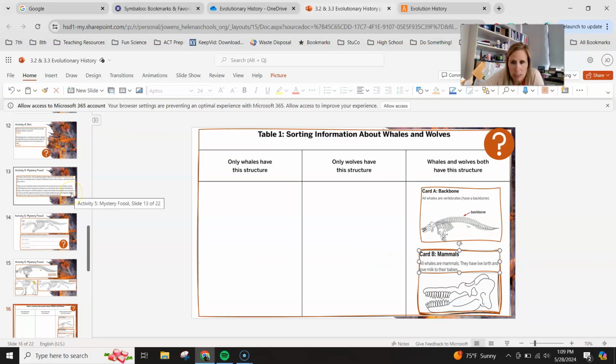Once you are done with that, take a look at which one has more for wolves, which one has more for whales, which ones are common in both. If we're talking about them being common in both, we would expect the mystery fossil to probably have some of those same commonalities. So that's the first thing you do: sort those.